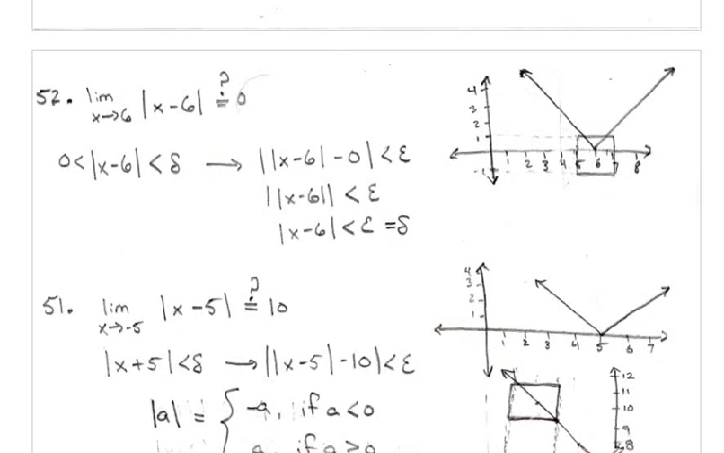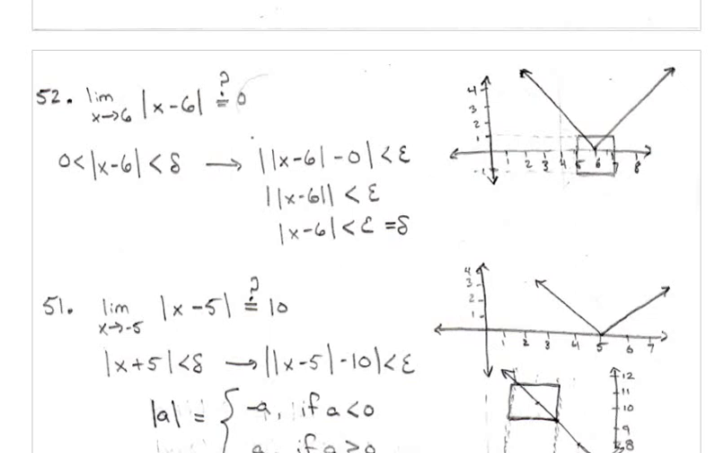So in number 52 we have to find the limit as x goes to 6 of the absolute value of x minus 6. So we try out direct substitution. We say 6 minus 6, that's 0, so the absolute value of 0 is 0. So we want to know whether or not the limit is equal to 0, so we put our little question mark there. So we have to find a delta such that if x is no more than delta away from 6, then our function values will be no more than epsilon away from 0.